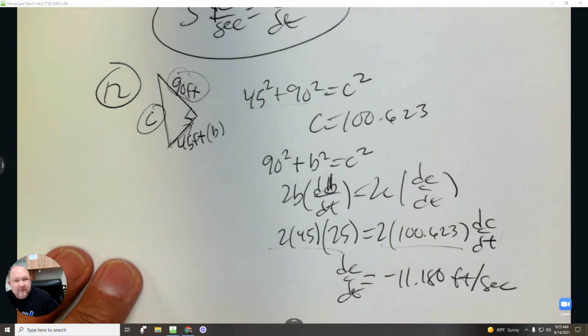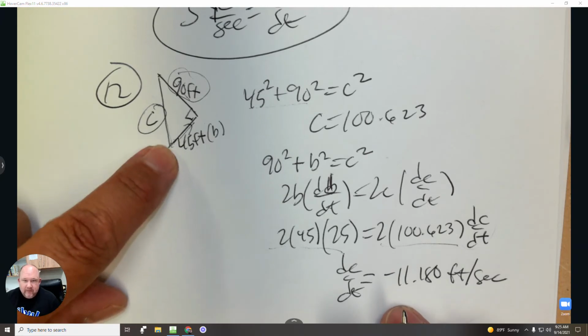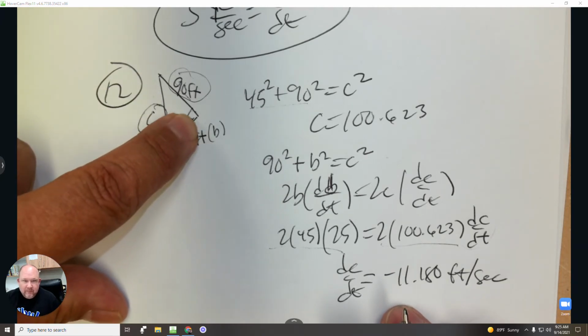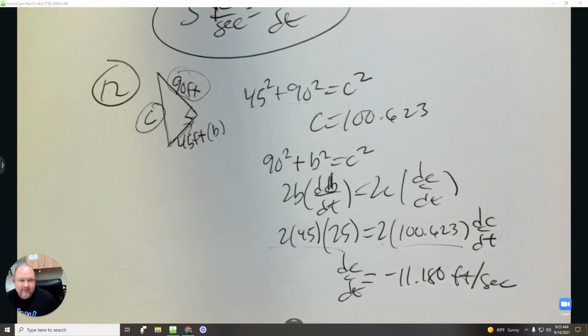So what that means, because it's negative, is that the distance the runner is from second base is getting smaller and smaller as the runner gets to first base. Done. All right. We can breathe through it. Okay, now no more related rate stories.